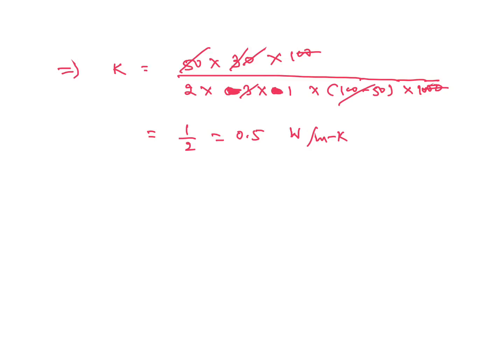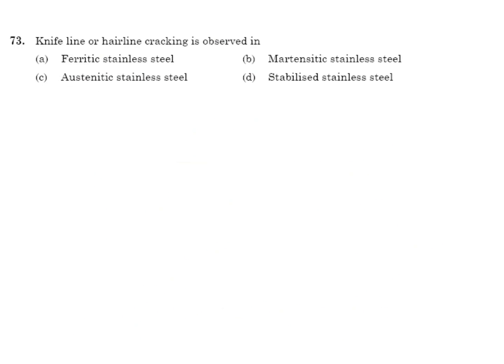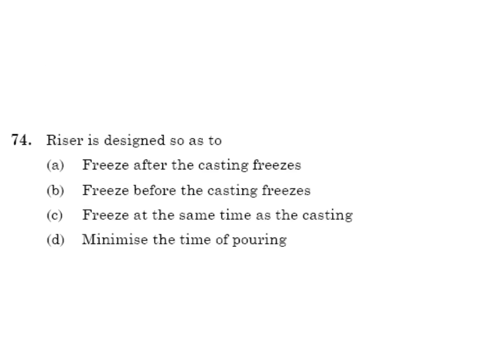Knife line or hairline cracking is observed in ferritic stainless steel cracking. So ferritic not possible. Martensitic stainless steel, austenitic stainless steel and stabilized stainless steel. Answer is stabilized stainless steel. Riser is designed so as to freeze after the casting freezes, freeze before the casting freezes, no. Freeze at the same time as the casting, no. Minimize the time of pouring, no. Freeze after the casting freezes.